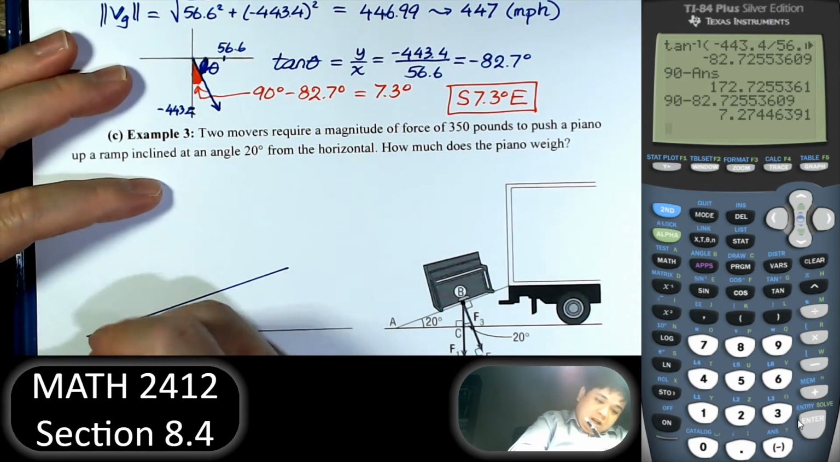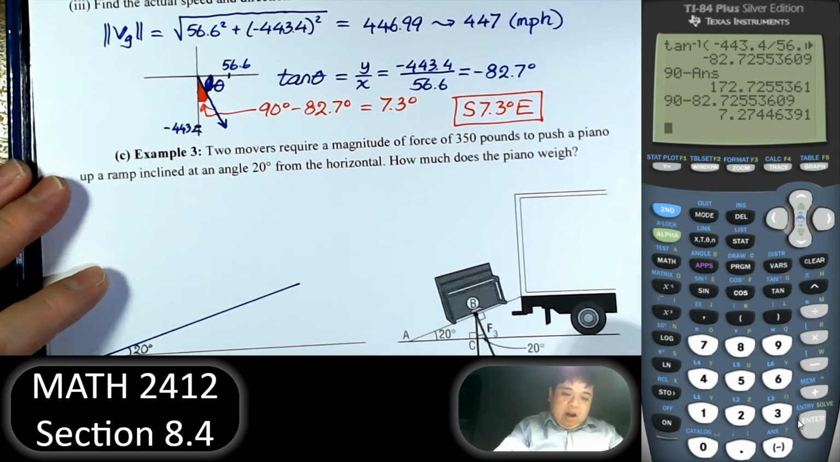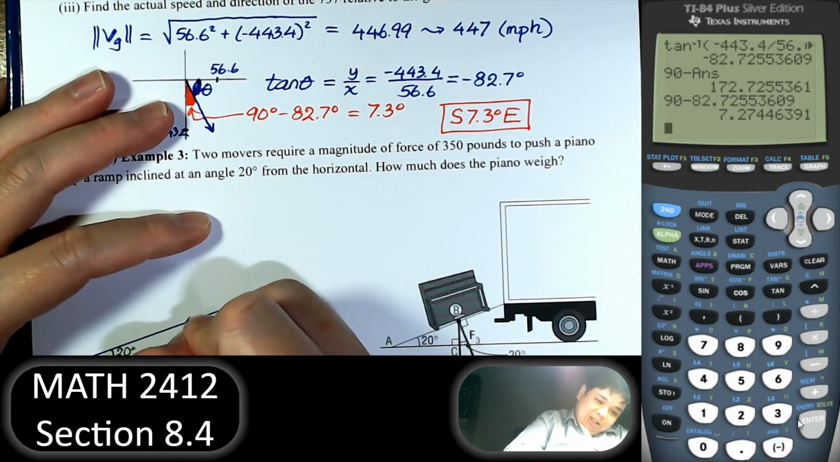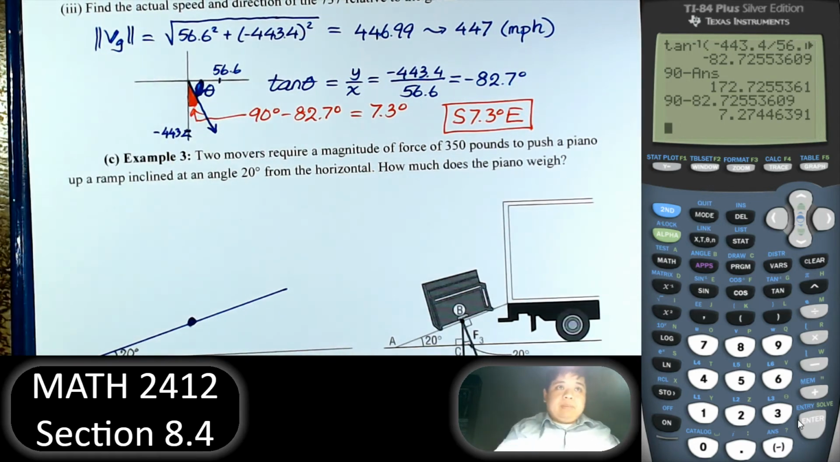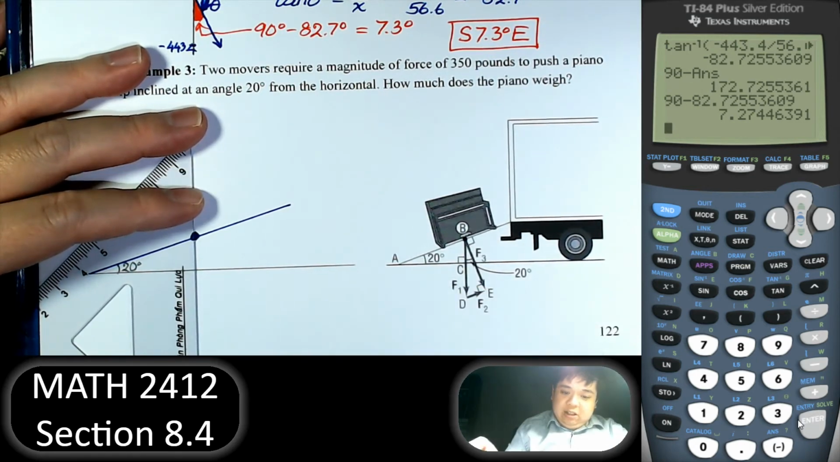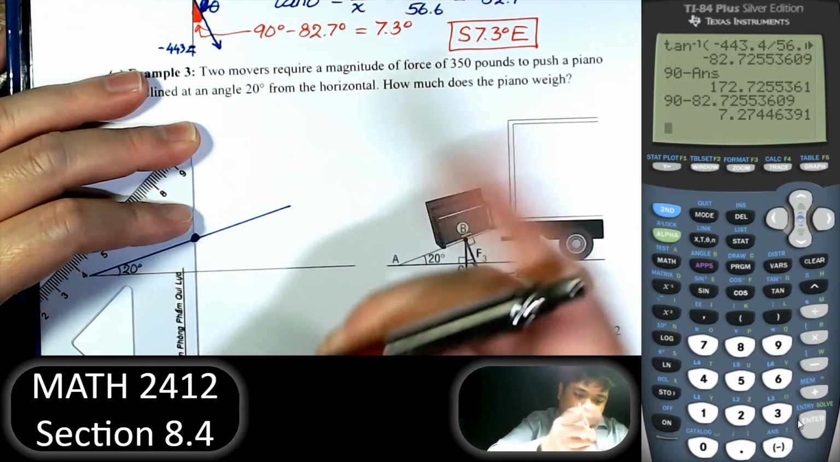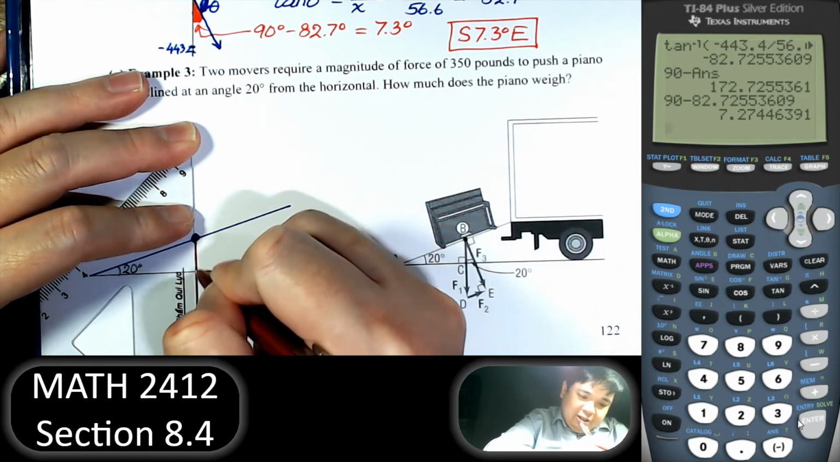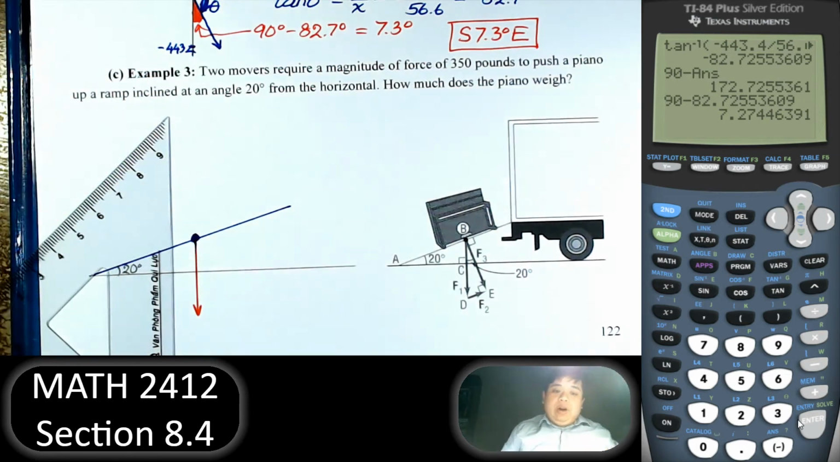And the angle made with the plane is 20 degrees. Here's the object. Of course, the weight will point directly down, right? So the weight points down. And we don't know what the weight of the object is.